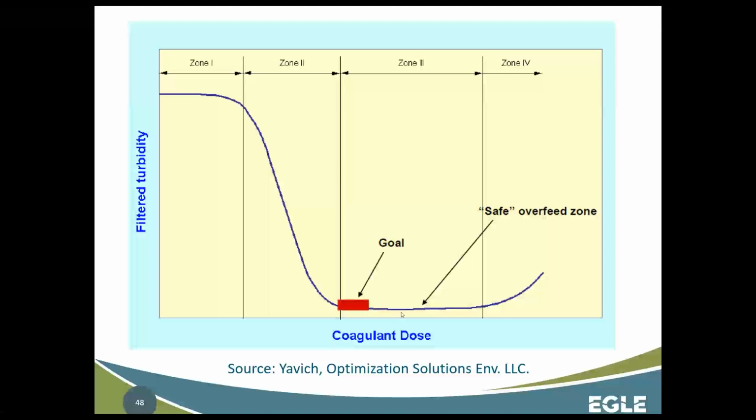Well, that's exactly what this flat section is. You could feed more and be here, but you wouldn't see any improvement in terms of turbidity removal. It's fine to overfeed in here, but it's not economical. You're not really getting any benefit out of it. It's better to try and target right here, where you're using as little coagulant dose as needed to get the optimum turbidity reduction.